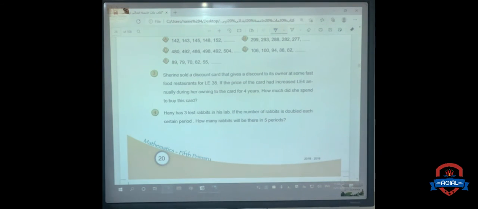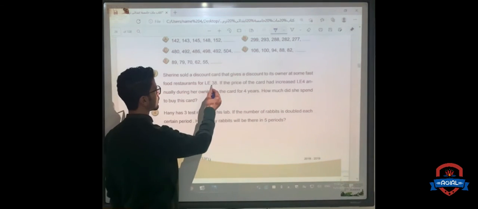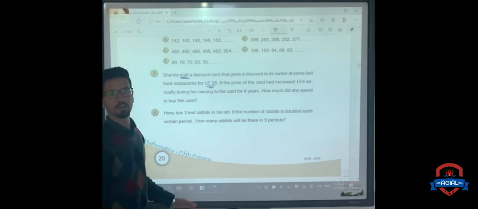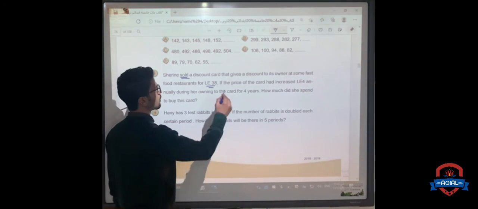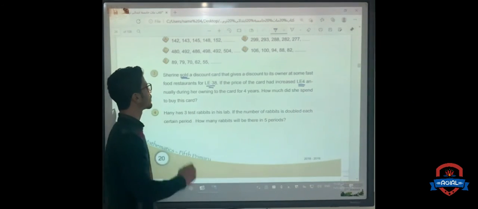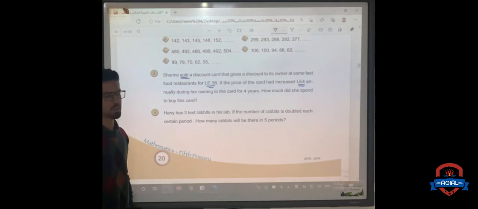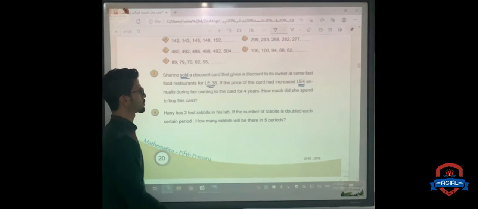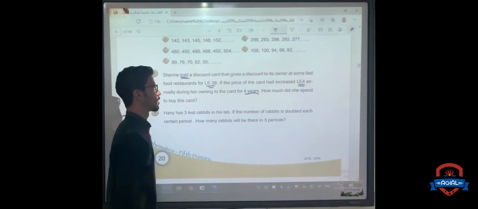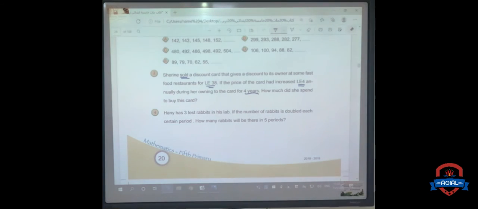So she sold the discount card for 38 LE, if the price of the card increased 4 LE annually during her owning the card for 4 years. So she owned the card for 4 years. How much did she spend to buy this card?